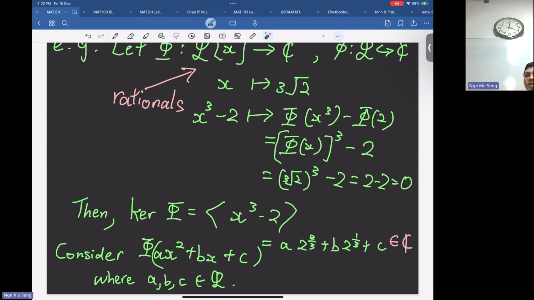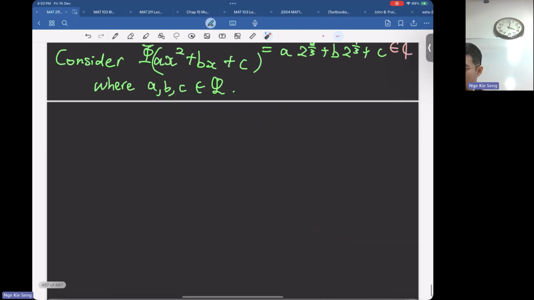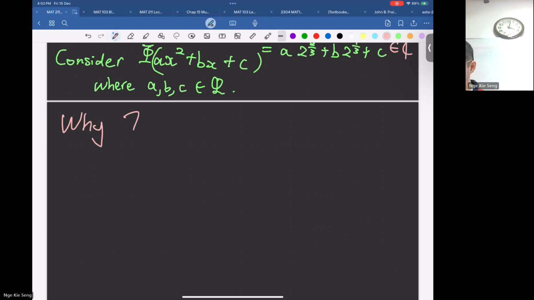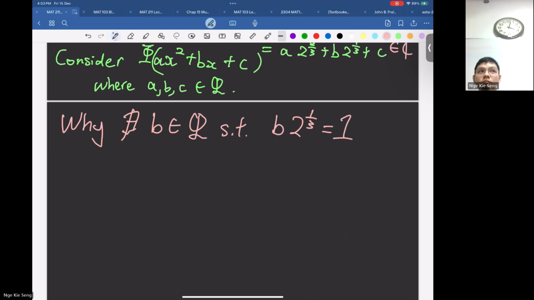So why doesn't it exist? Okay, let me just reduce. Maybe we just reduce the question to this: why is there no B in Q such that B times 2 equals 1? Okay, I know how to solve. First of all, let's say I cannot go from irrational.